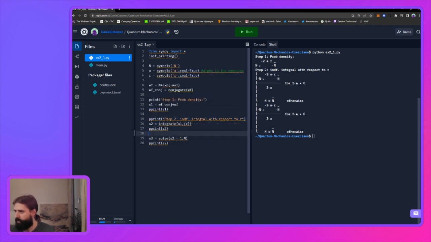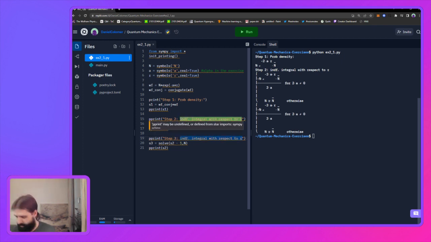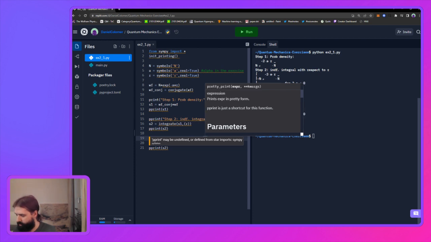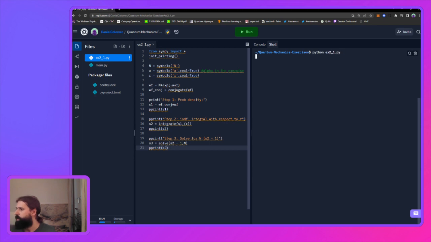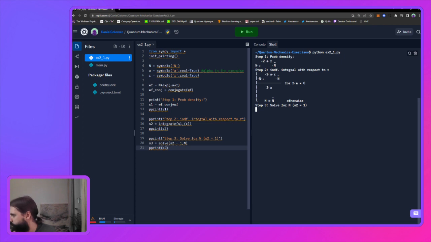Yeah, it does, but I haven't... Step 3. Solve for n. So S2 equals 1, right? Let's see what that gives us. Okay, that actually works if I don't add these infinites.